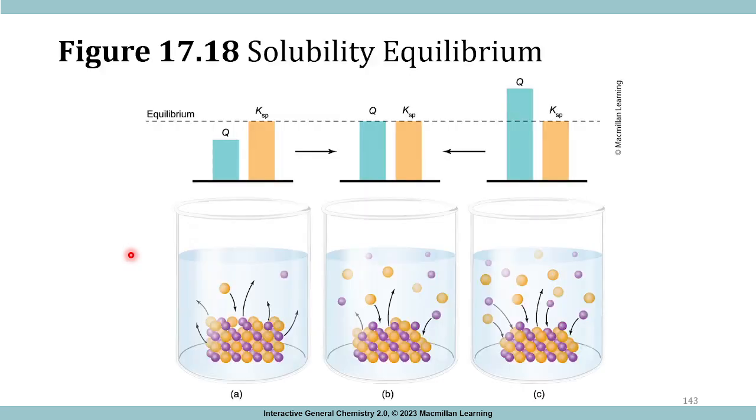So this right here is again the solubility equilibria, and we can see here Q is less than KSP. We can go ahead and increase Q until it reaches KSP, and that will give us equilibrium. If Q is greater than KSP, we're going to precipitate until we reach Q equal to KSP. We'll reach the solubility equilibrium.